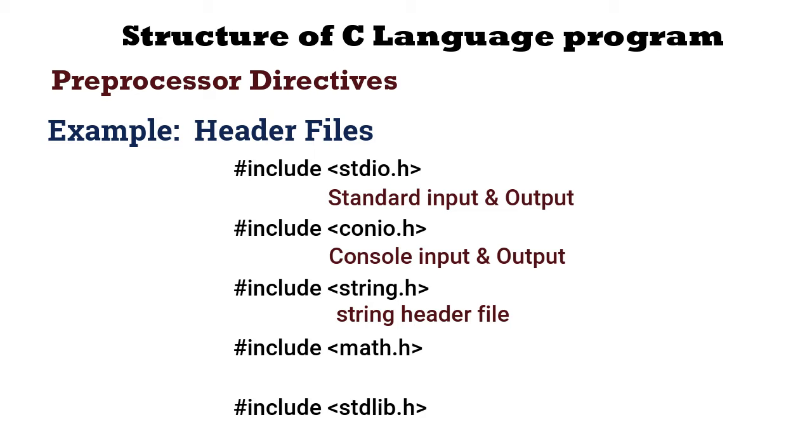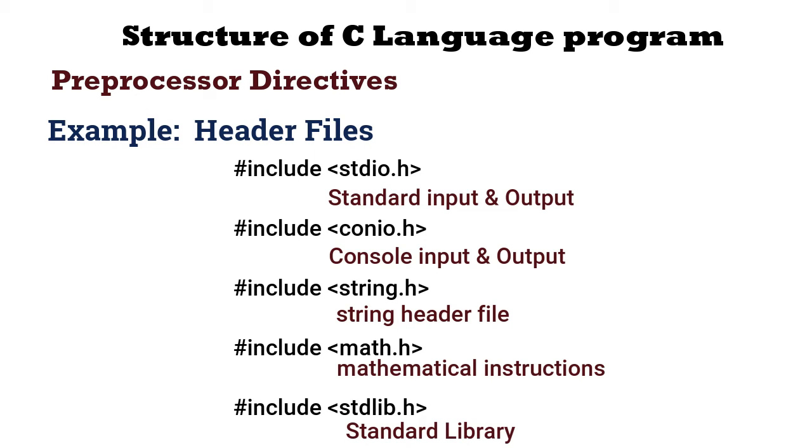So here stdio.h indicates standard input output, conio.h indicates console input output, and string.h indicates that we are using strings in our program. Then math.h includes the mathematical functions. Then the next one is stdlib.h, the standard library, which provides library functions to the program. These are header files.